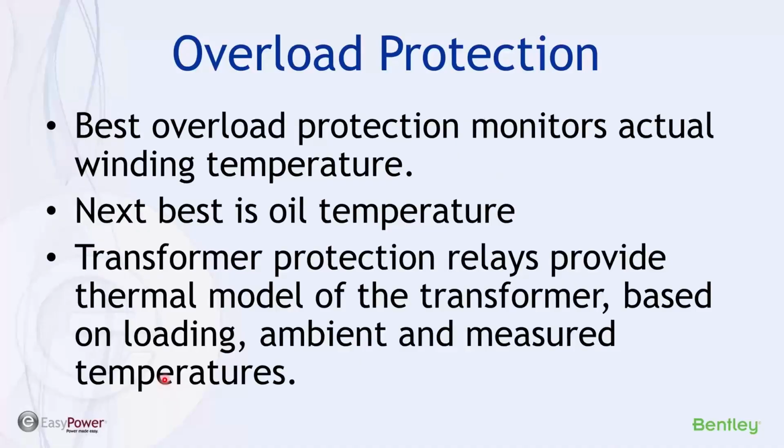Now, the best overload protection monitors are actually the winding temperatures. That means that we need to have a temperature sensing device, a thermocouple or an RTD in the vicinity of the hotspot. The next best location or ability to test the temperature is the oil temperature. And then transformer protection relays provide, utilizing the thermal model of the transformer, and this can be based on loading, ambient, and measured temperatures in real time.